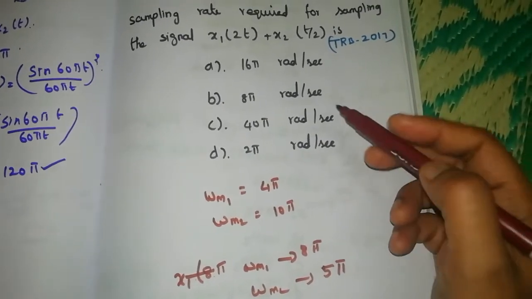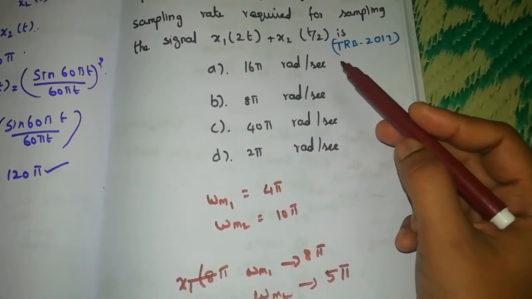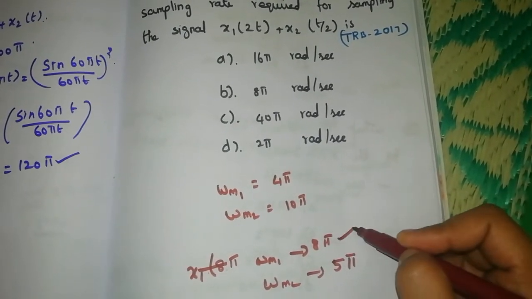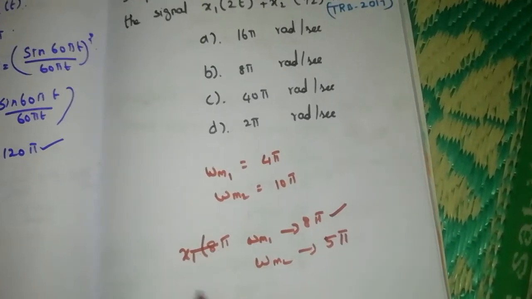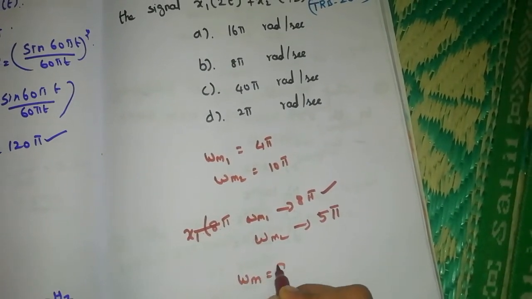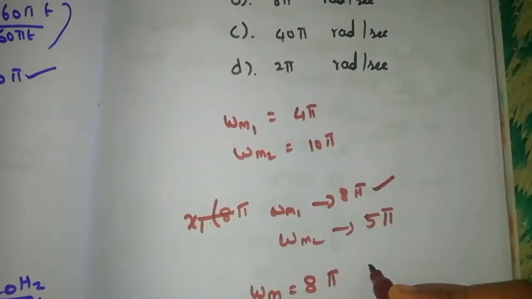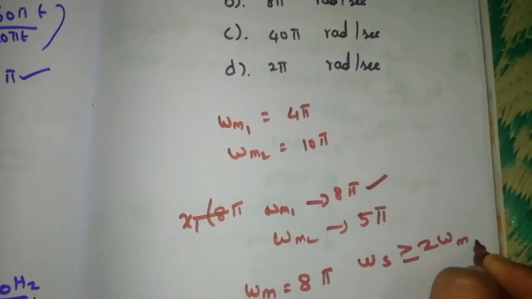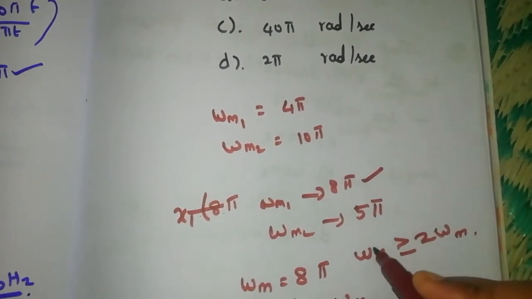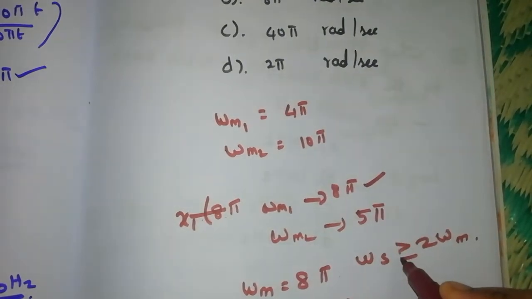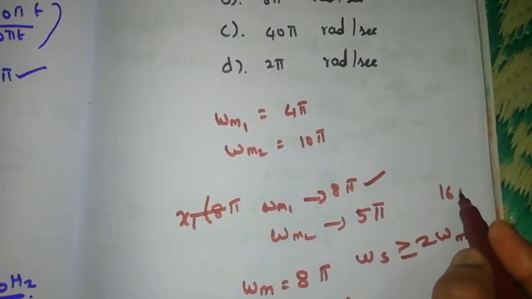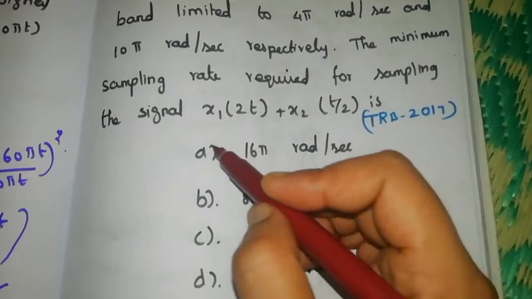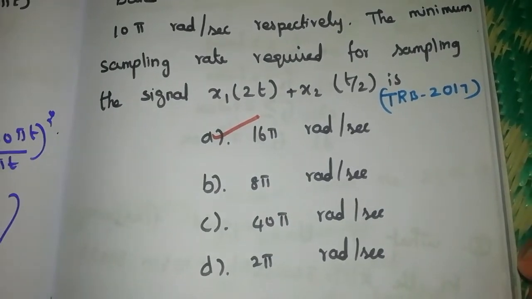Now this is an adding signal, x of t is equal to x1 of t plus x2 of t. So we have to pick the highest frequency among these two. This is the maximum frequency of the signal, so omega m is equal to 8 pi. For the sampling frequency, the condition is greater than or equal to 2 omega m. Here omega m is 8 pi, so the sampling frequency must be greater than or equal to 16 pi, that is 2 into 8, 16 pi. So the answer is A, 16 pi radian per second.